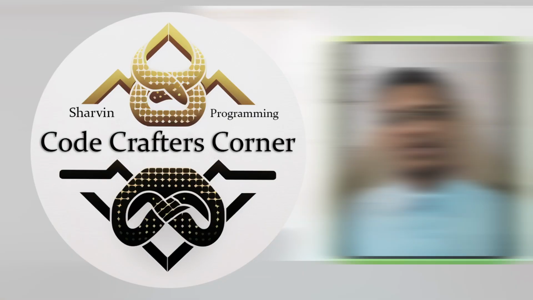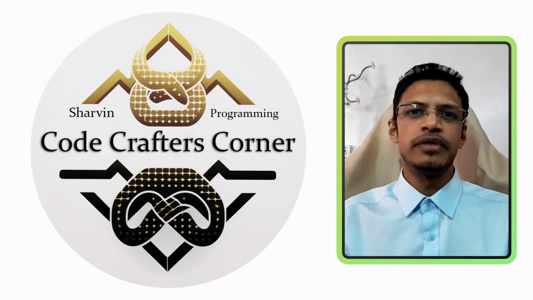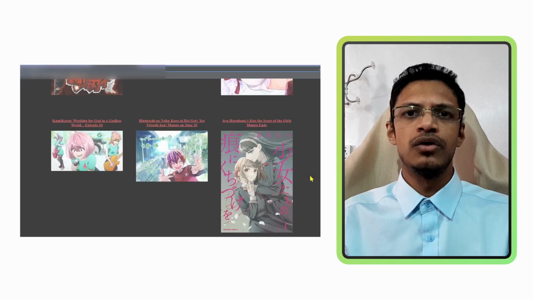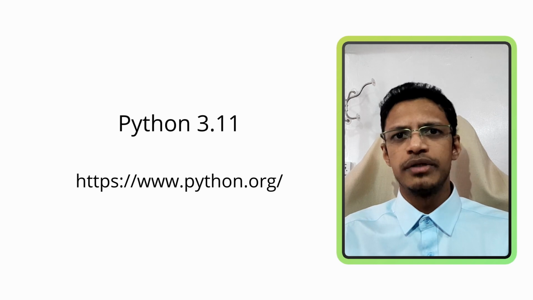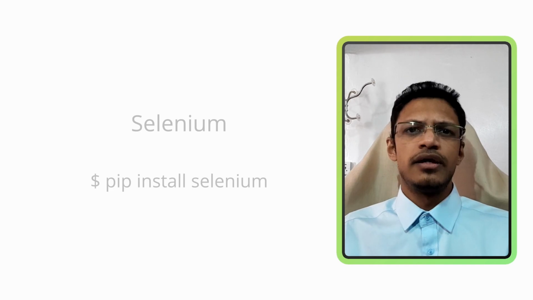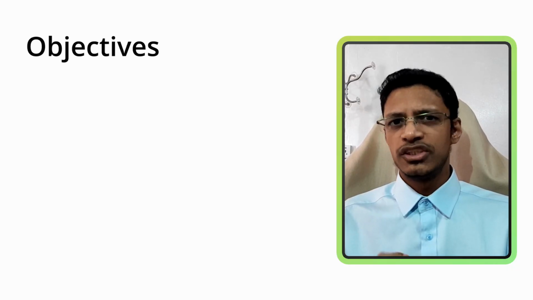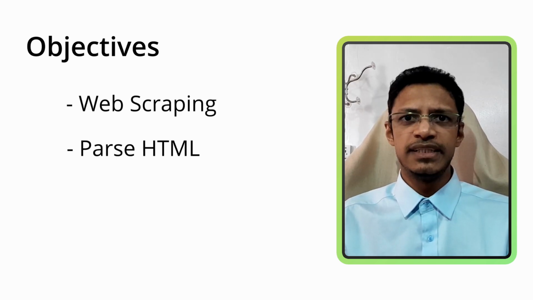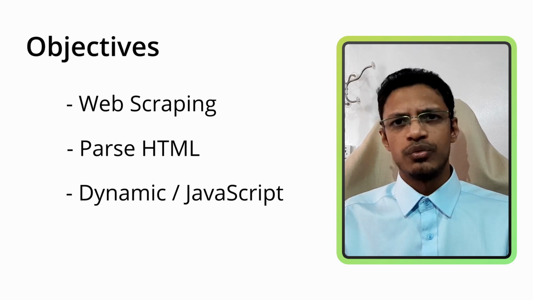My name is Sharvin. In this video, I will show you how to make your own personalized news feed aggregator. We will be using web scraping to extract information from different websites. This video will cover how to use the Python programming language, the requests library, the BeautifulSoup library, and then we are going to use Selenium. By the end of this video, you will have a solid foundation on how to scrape web pages, parse the data, and work around JavaScript rendered content.